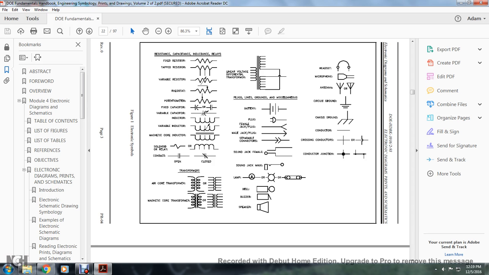The plug looks like a plug. A female jack plug is a Y-ended fork, or a fork in the road. A male jack plug is an arrow. Separable connectors are the double arrow line.